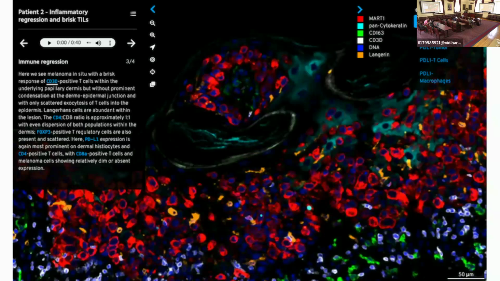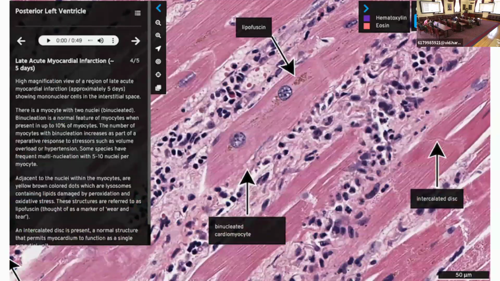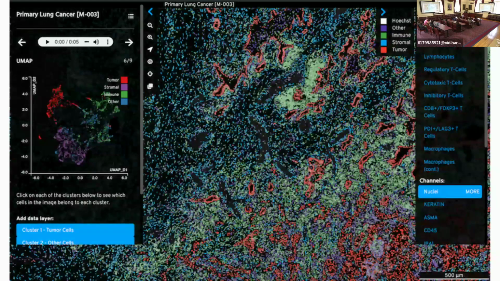So this is just a few screenshots of what this looks like. Here's an example of an H&E image. And here's a feature where we've got an actual image embedded in the waypoint on the left and some single cell segmentation and clustering results overlaid on top of the image.